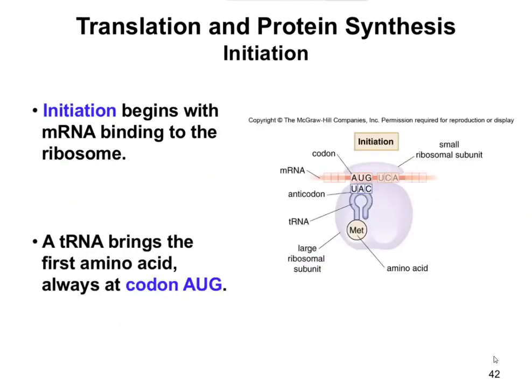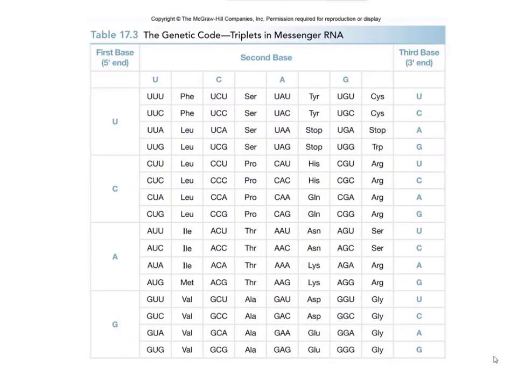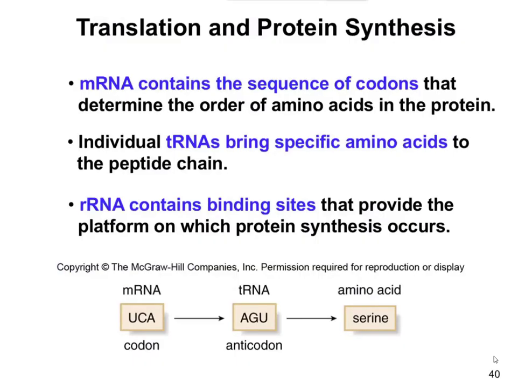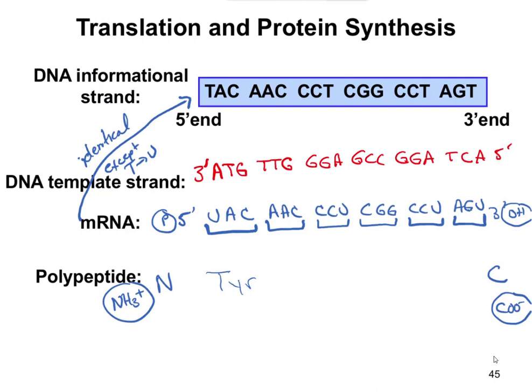AAC, I'll do one more and then I'll just write the rest of them in and trust you guys can figure it out from the code. You start here, then you go to your next one, second base is A up there, your C over there, where do they all go? You go here to there, down to this one. AAC is going to be ASN, or asparagine. So tyrosine, then ASN is asparagine. CCU is going to be proline. CGG is going to be arginine. CCU, again, is going to be proline. And then AGU is going to be serine.